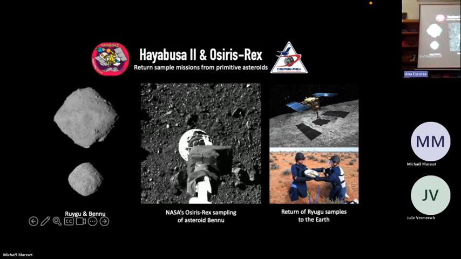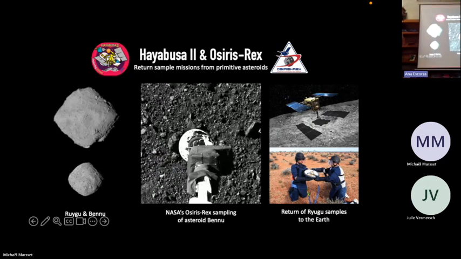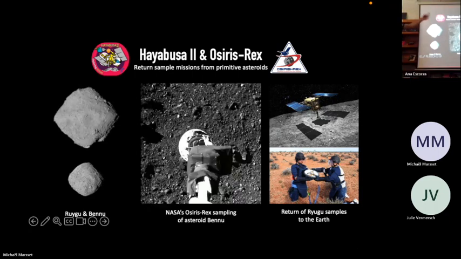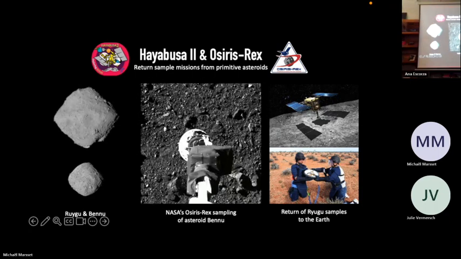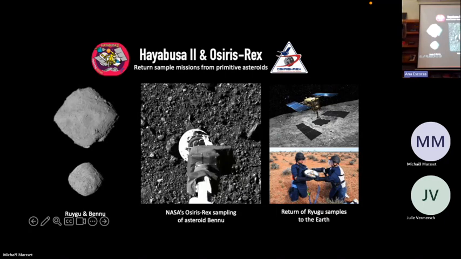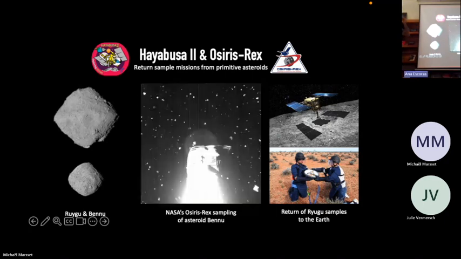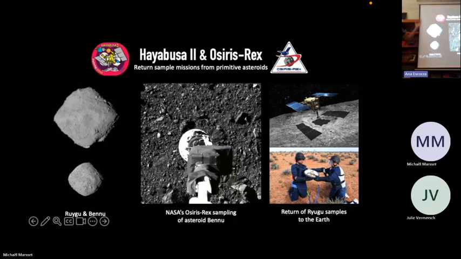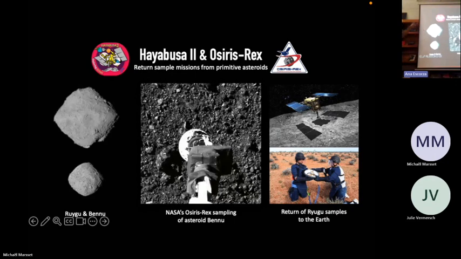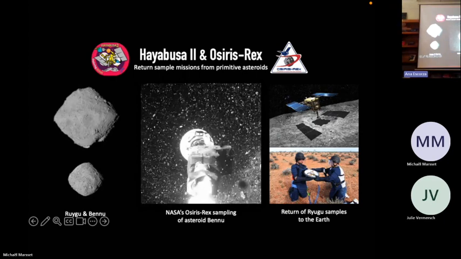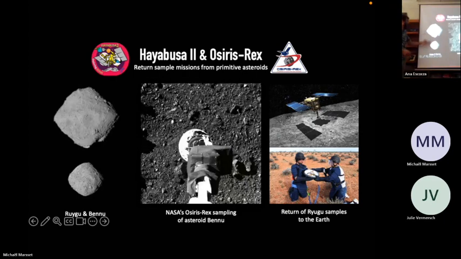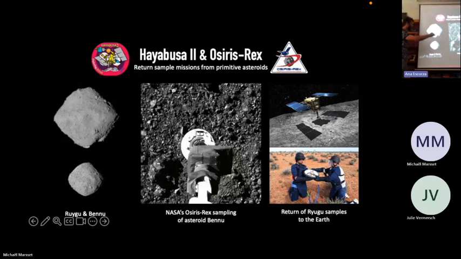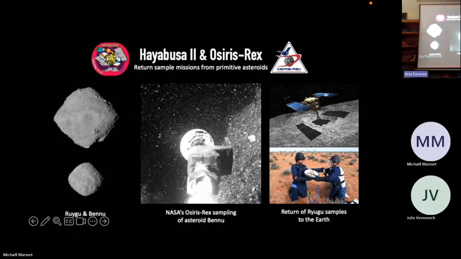We had sample return missions from primitive asteroids, basically twice the same mission, once from OSIRIS-REx from NASA and Hayabusa2 from the Japanese Space Agency. They went to two different objects. We didn't know a lot about them before they reached them. We just knew they were probably quite primitive, and when we had the images, they're basically siblings, right? And they have this very funny shape due to their fast rotation.